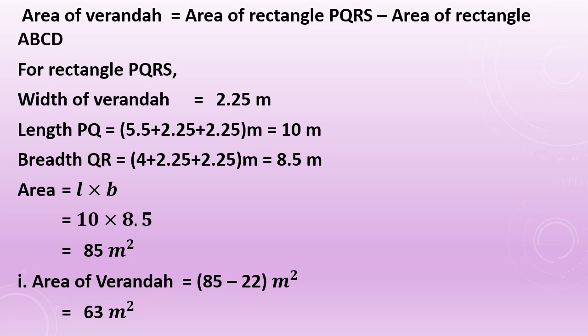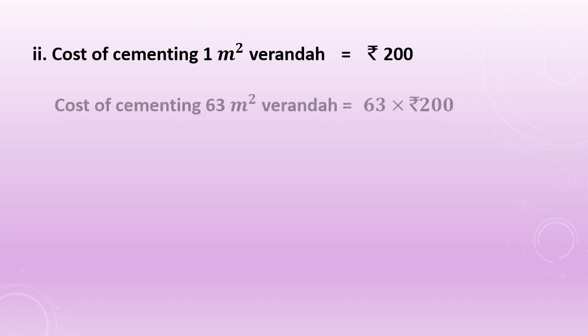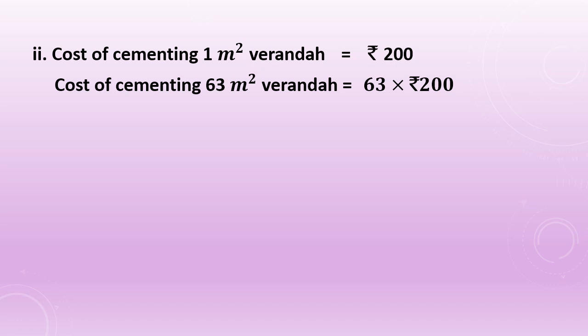Now the next part, we have to find the cost of cementing the veranda. Given that the cost of cementing 1 meter square of veranda is rupees 200. We have a total of 63 meter square veranda. So the cost of cementing 63 meter square veranda is 63 multiplied by rupees 200, which gives rupees 12,600.